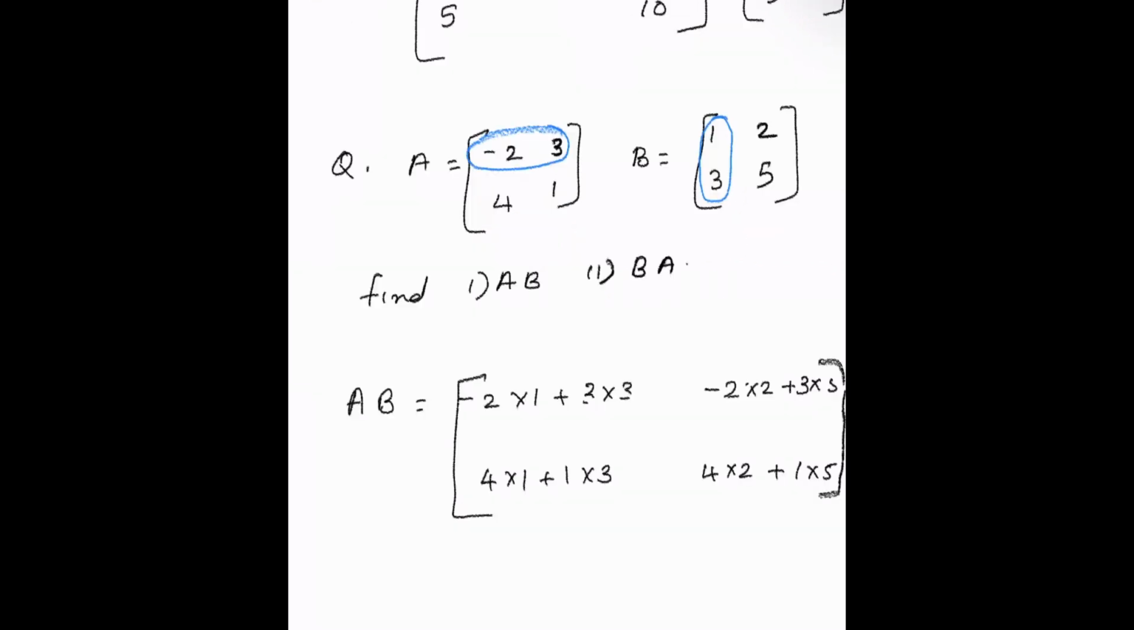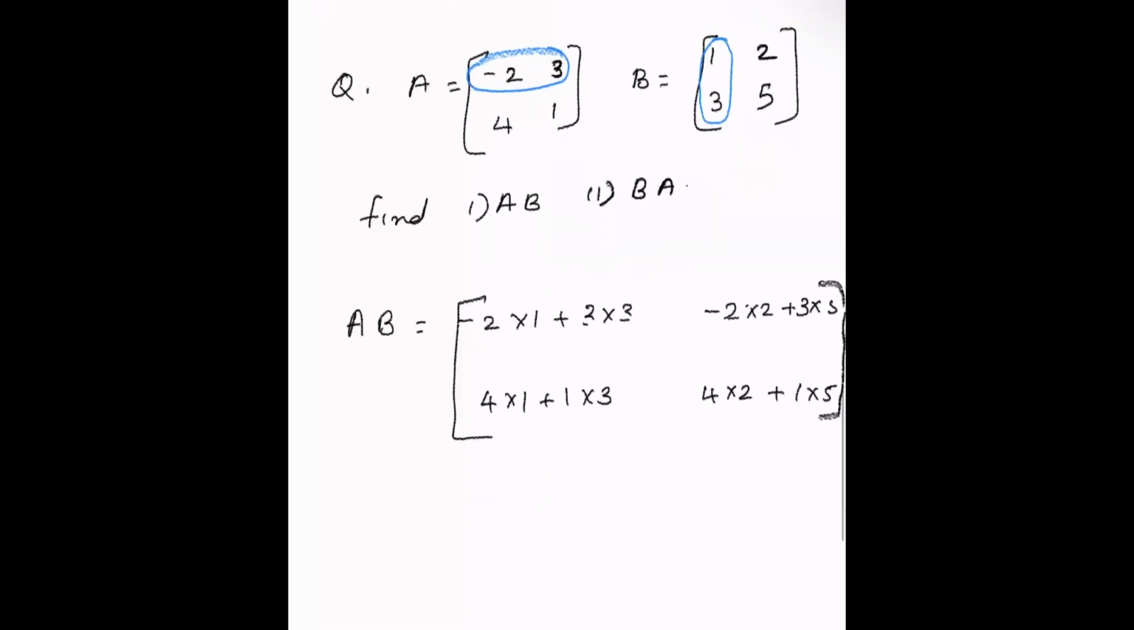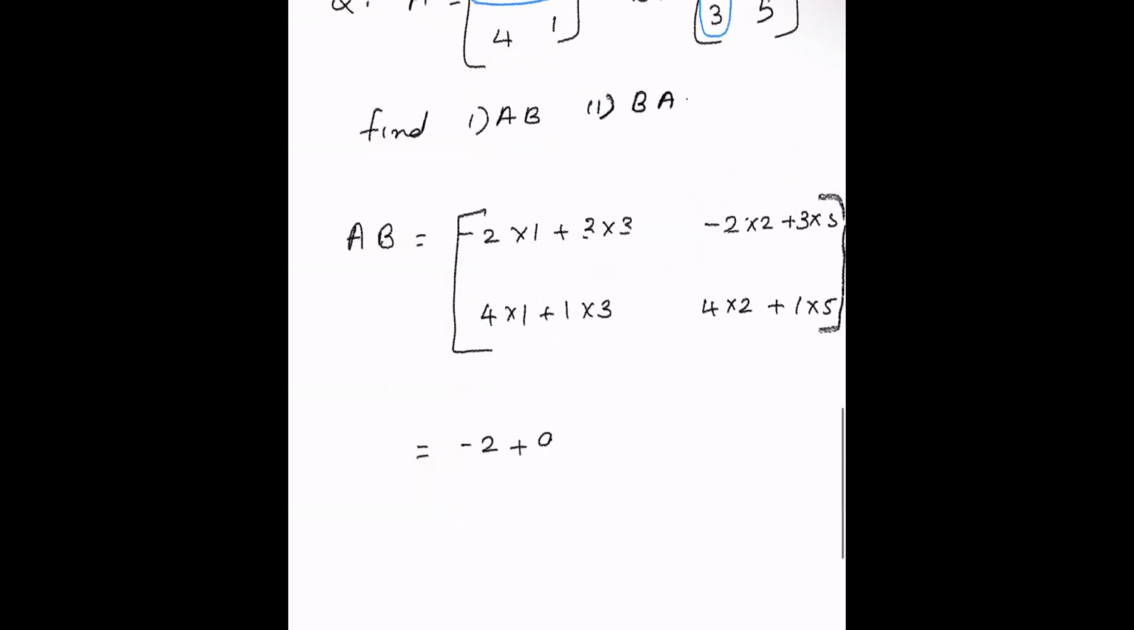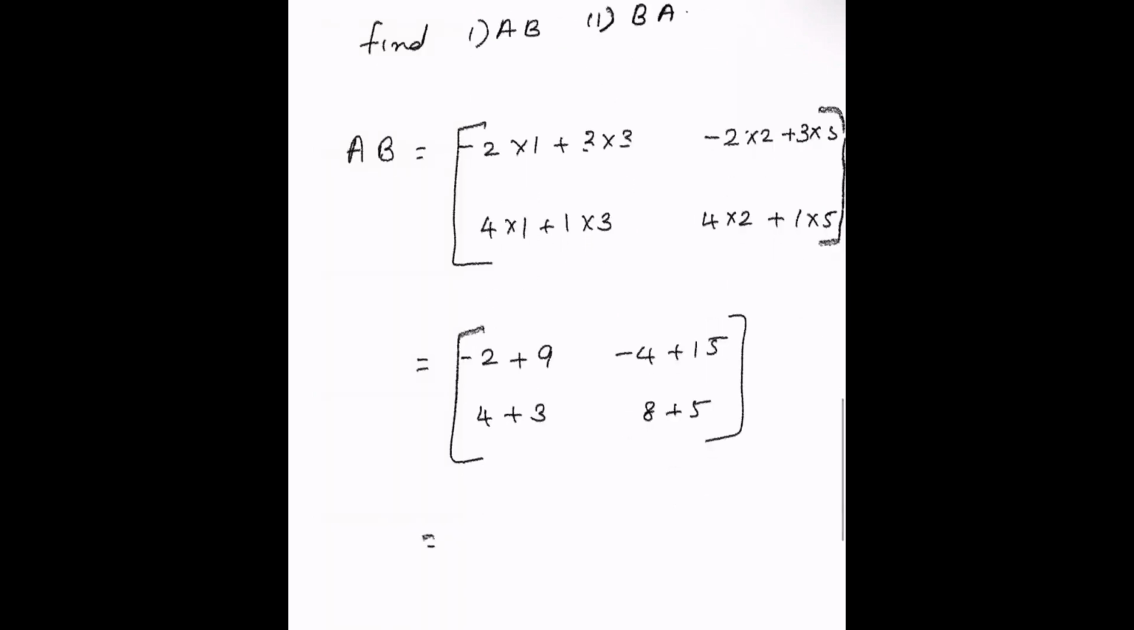In multiplication, you might get confused. So always, for one row you circle it, and then the column also you circle it. Then it will be there in your mind. You need to multiply the row with the column. So just do this kind of circling and then you start. Now this is -2 plus 9. Here it is -4 plus 15. This is 4 plus 3, 8 plus 5. The answer is 7, 11, 7, 13.